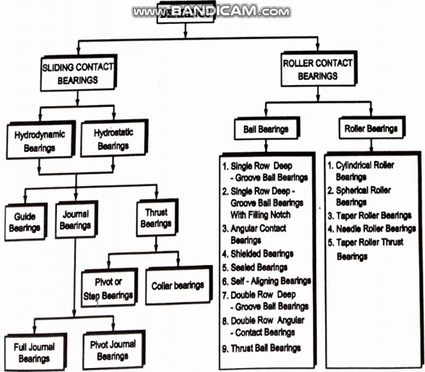Pivot journal bearing. Then thrust bearings are pivot or step bearings or collar bearings. These collar bearings are known as collars, thrust. Thrust means a side thrust. If some forces are coming from the side, thrust bearings will be able to bear them. These are the different types, this is the classification of the sliding contact bearing.